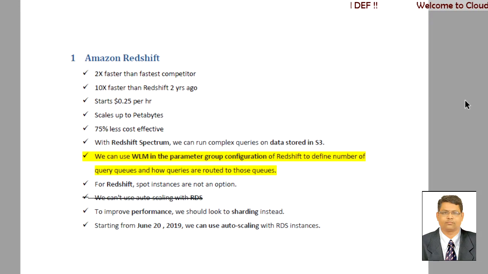1 Amazon Redshift. 2x faster than fastest competitor. 10x faster than Redshift 2 YRS ago. Starts 25 cents per HR. Scales up to petabytes. 75% less cost effective.